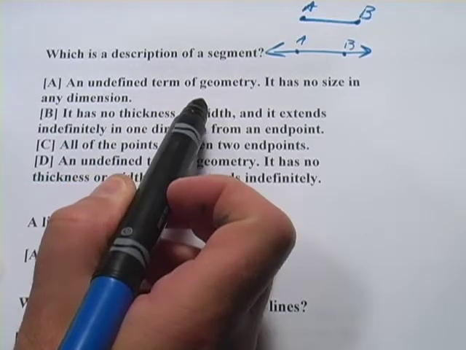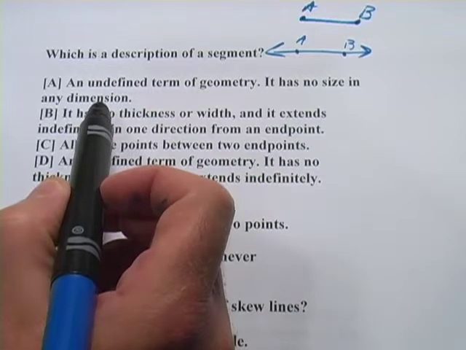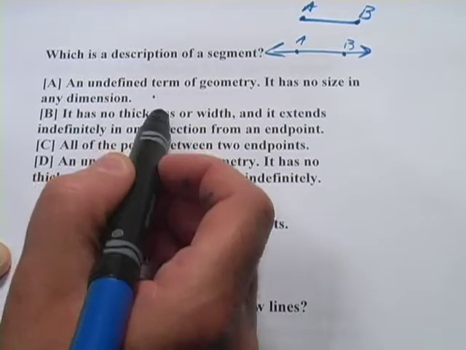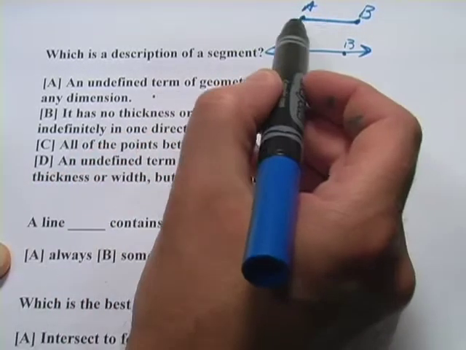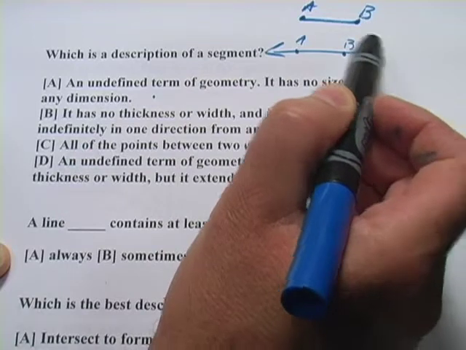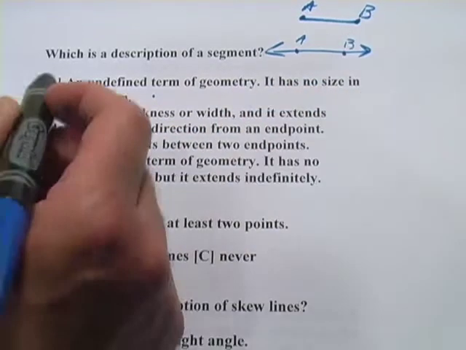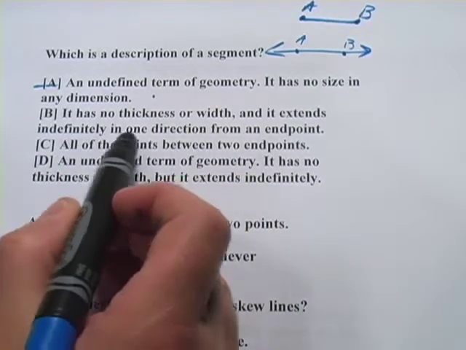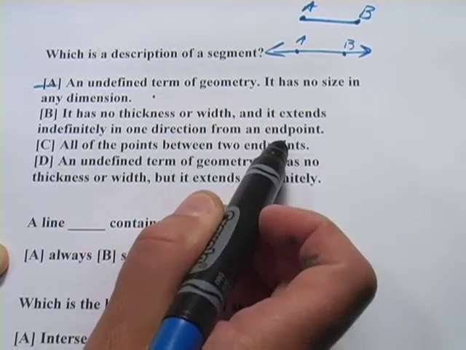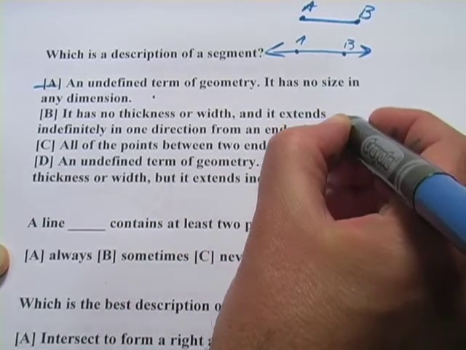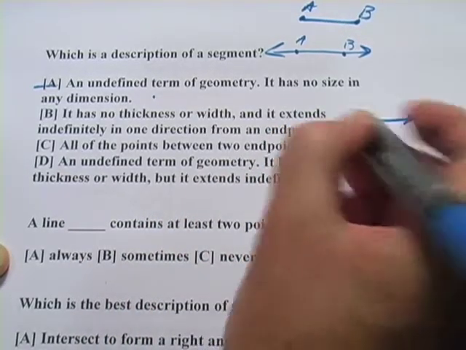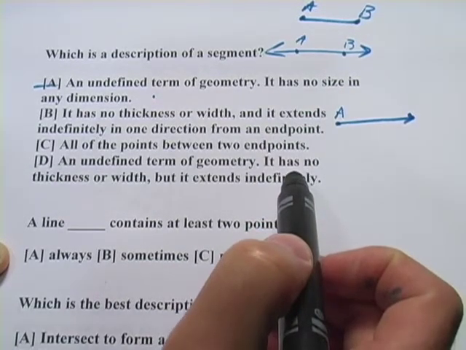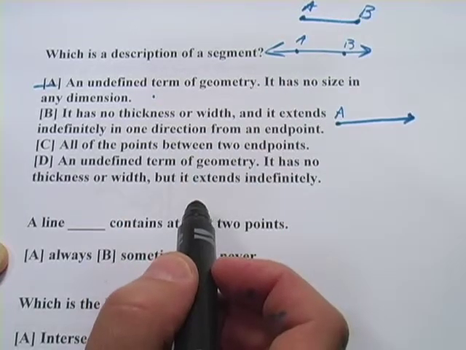A, an undefined term of geometry. It has no size in any dimension. Now, that's actually the definition of a point. A point doesn't have length, doesn't have width, doesn't have thickness. A line segment has length, so that's size in one dimension. So A doesn't fit. B says it has no thickness or width, and it extends indefinitely in one direction from an endpoint. Well, that would actually be a ray. So you'd have an endpoint, and it would extend indefinitely in one direction. That one would be ray A. But that's not a line segment.